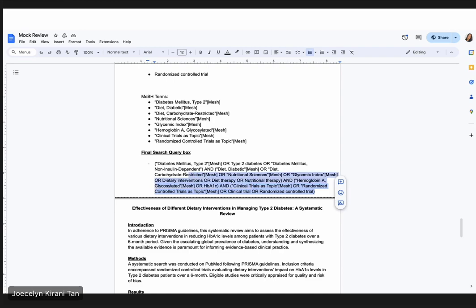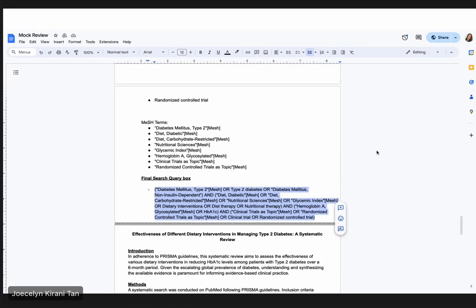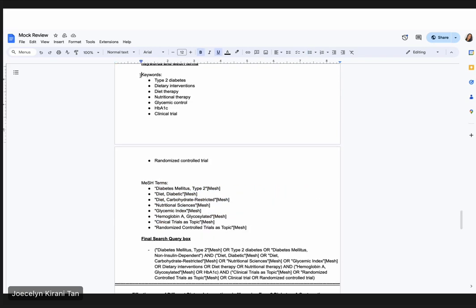So now you guys are going to look very smart when you put this into your search box. And I hope that by the end of this you know how it works. It looks very complicated, but it's actually really simple: writing down the keywords, looking for the MeSH terms, and then putting it all together at the very end to answer your research question.